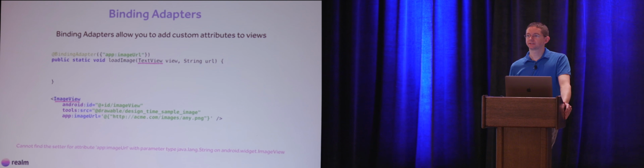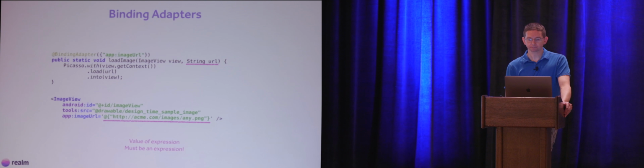And the cool thing is Android Studio is great about this when you go to build. This won't build because if I add a text view, it knows that that doesn't apply to the image view. They're not part of the same hierarchy. So it'll say something along the lines of, hey, I don't know about this image URL attribute for an image view.